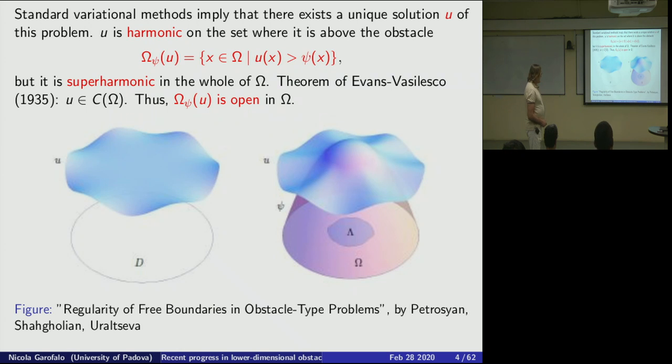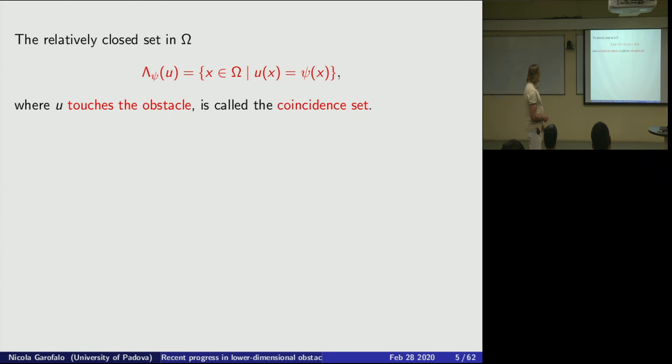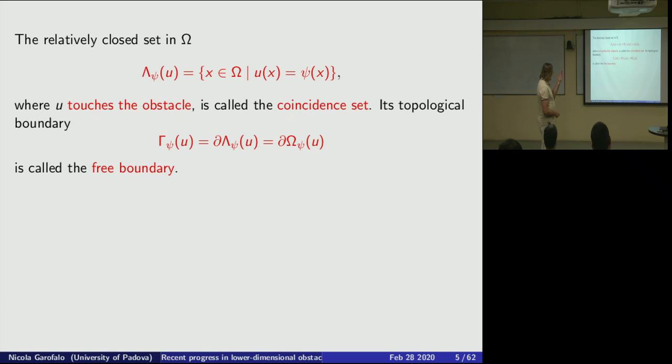Okay, so this is the obstacle, psi, and you have the solution U, which attaches to this membrane on a subset of your domain, omega. So this subset, lambda, is what I will call the coincidence set, the set where U touches the obstacle, and the topological boundary of the coincidence set is what is known as the free boundary. And the main issue in these problems is that a priori you don't know what the free boundary is. So finding the free boundary is part of the problem.